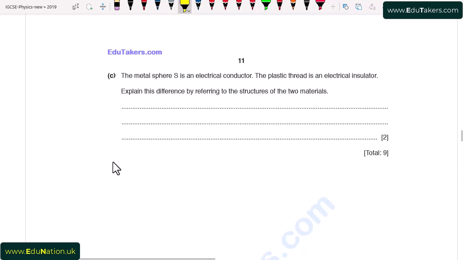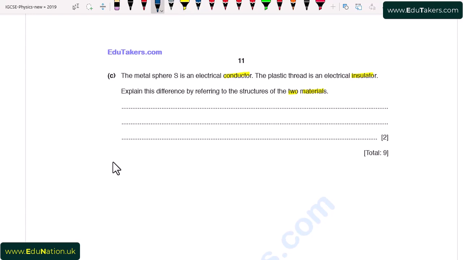C. The metal sphere S is an electrical conductor. The plastic thread is an electrical insulator. Explain these differences by referring to the structure of the two materials. So we know that in the conductor there are free electrons and in the insulator there is no free electron. So there will be no conduction in the insulator.